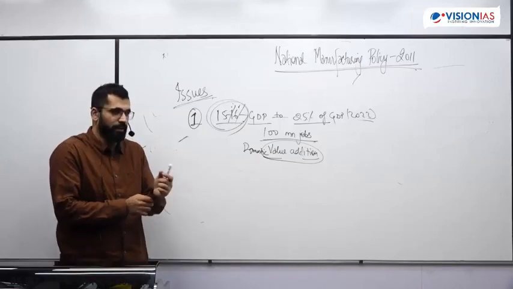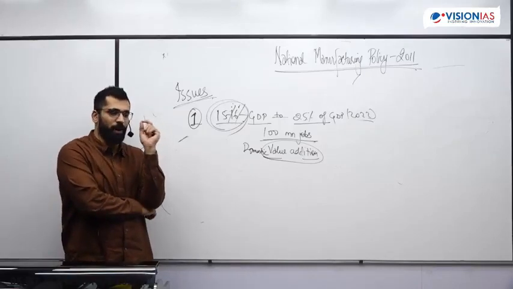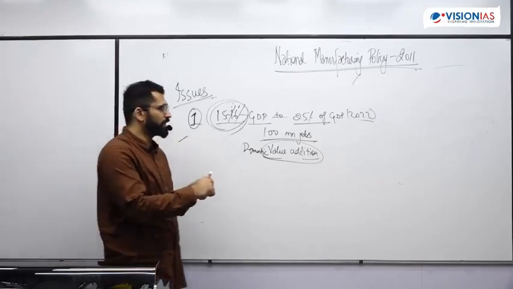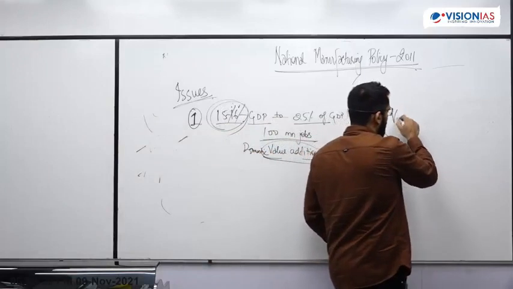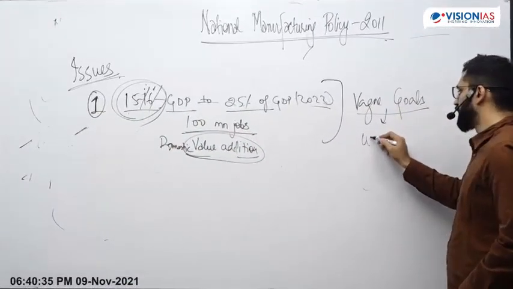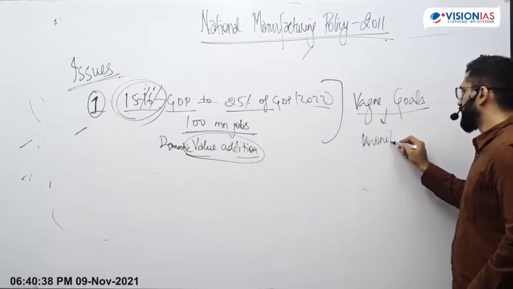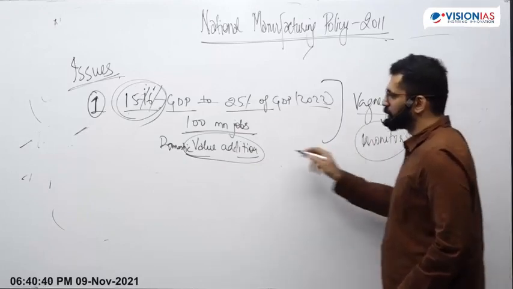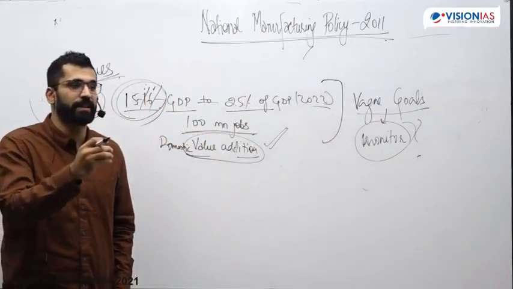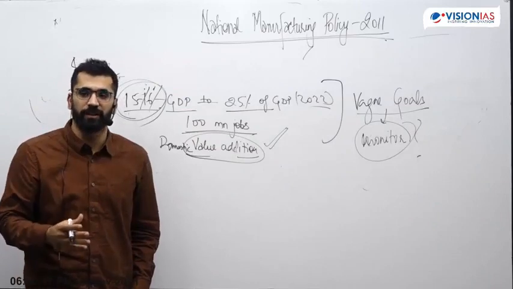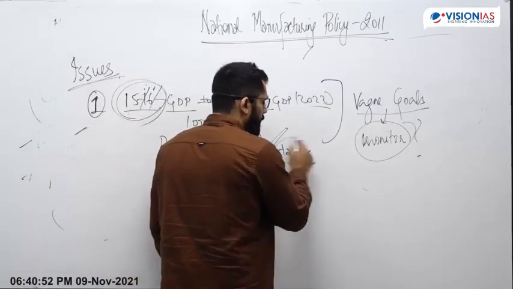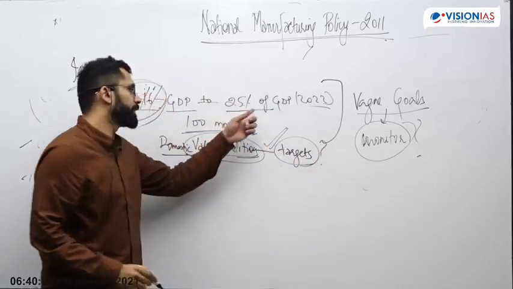Anything else apart from this? Yes, it is too much. But even if you are having a big goal, you should have certain monitorable targets. Don't you think these are just vague goals which can't even be monitored? How can you monitor these targets? Now it is saying you need to promote domestic value addition. Do you have any targets for domestic value addition that in these sectors we will achieve this much? They had no targets for this. You just said 25%, 100 million jobs.